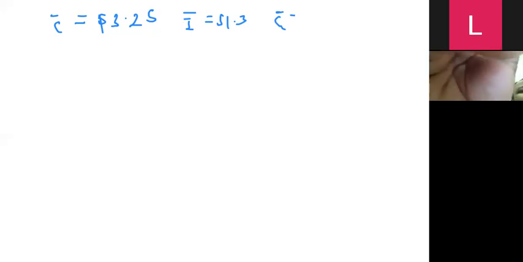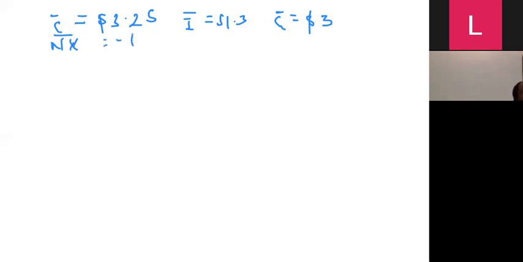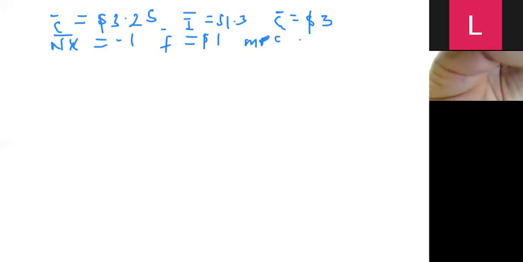We have autonomous net exports equal to -1. We have F bar, that is the financial friction, which is equal to $1, right? And we have MPC, that is marginal propensity to consume, which is also equal to 0.75. And we have our D, which is equal to 0.3.